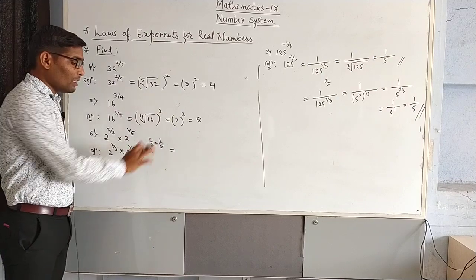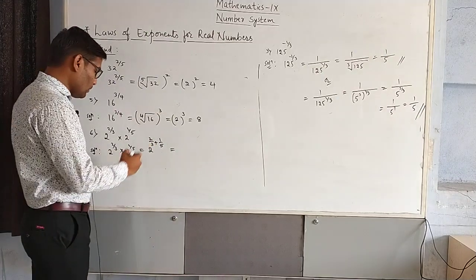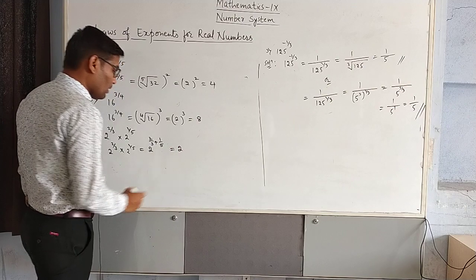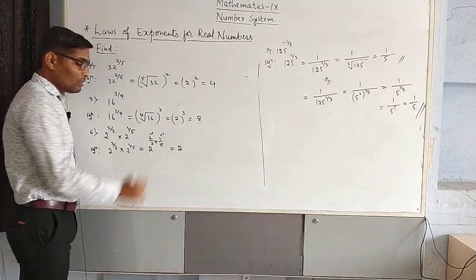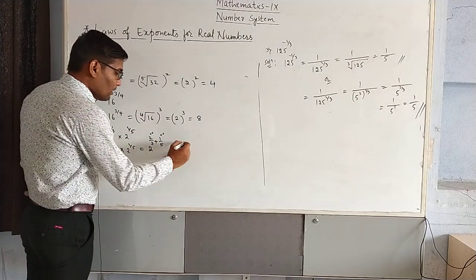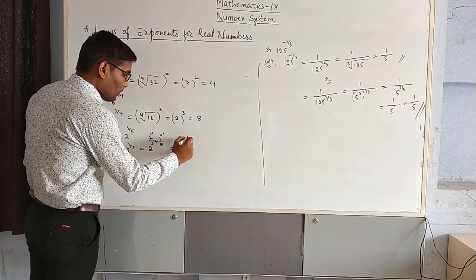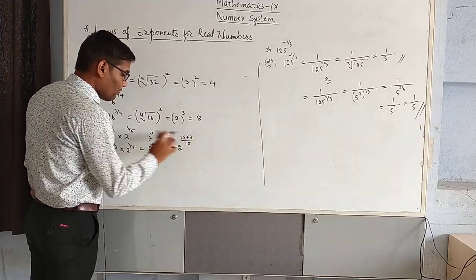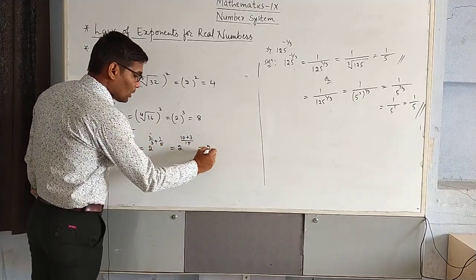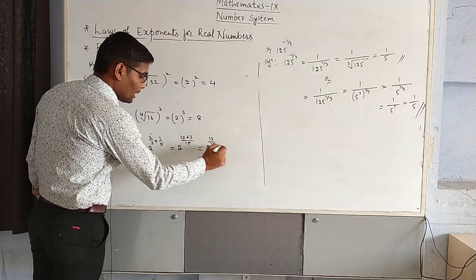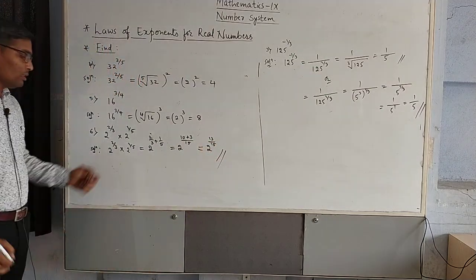The LCM of 3 and 5 is 15. So what we are going to do is, to make it 15, we need to multiply this by 5 and this by 3. Then it will become 2 to the power 10 plus 3 divided by 15. Now it can also be written as 2 to the power 13 by 15, which is the answer of this problem.